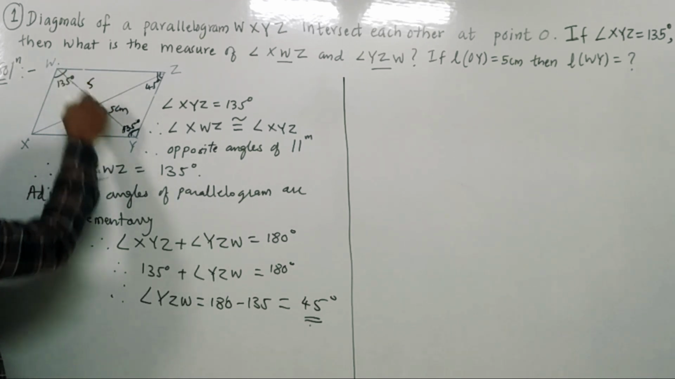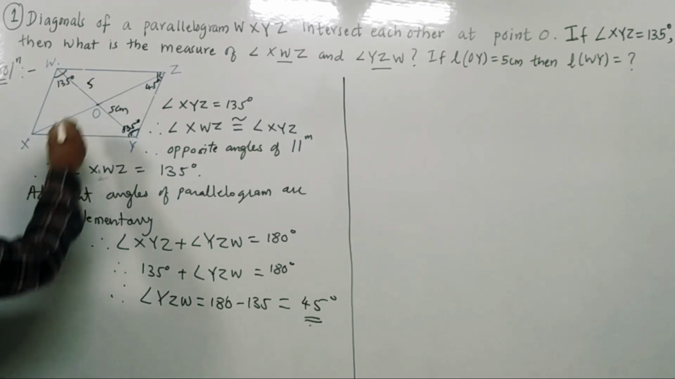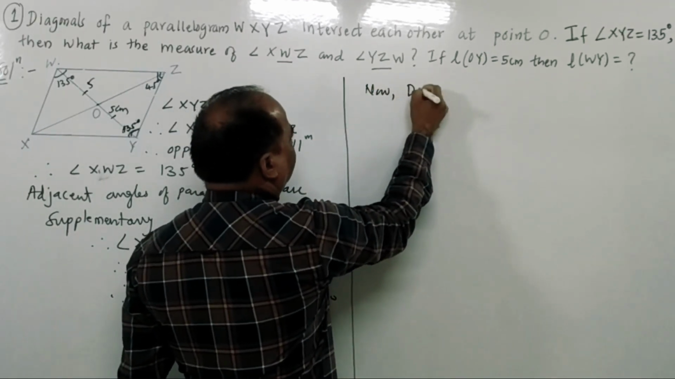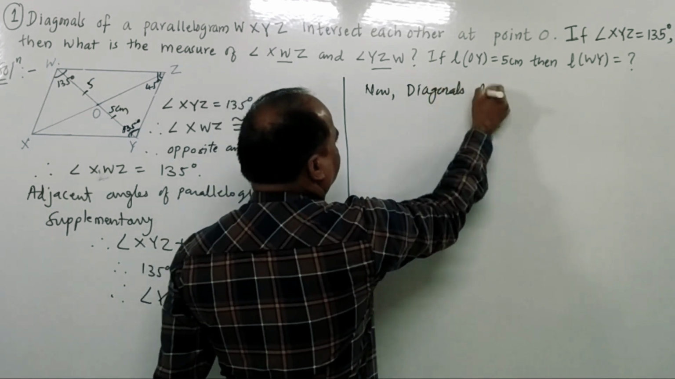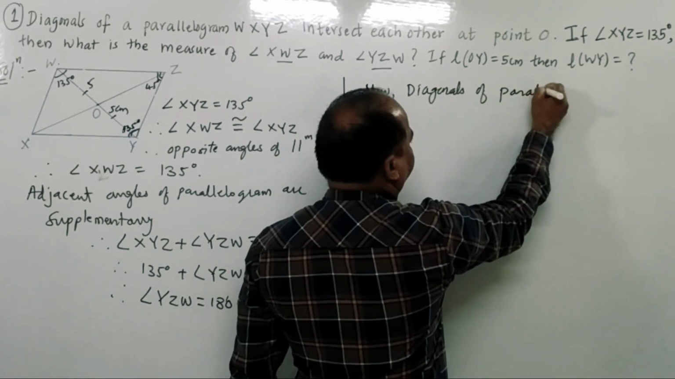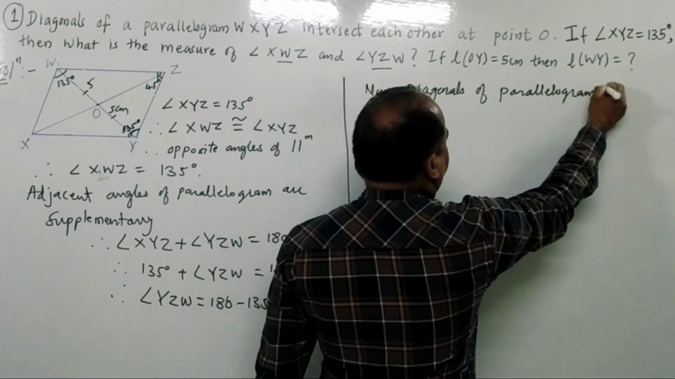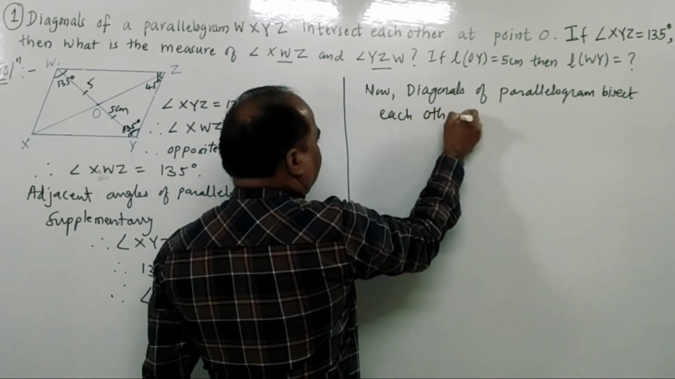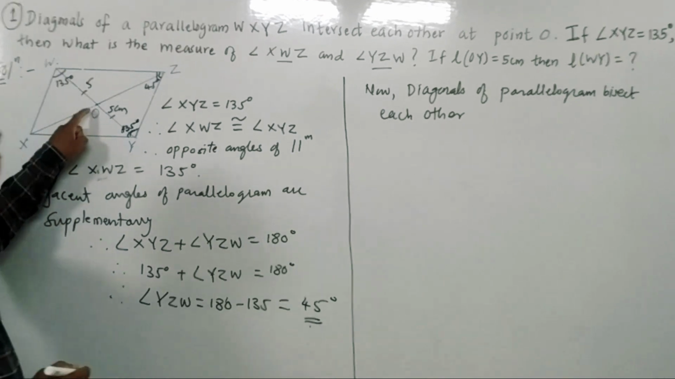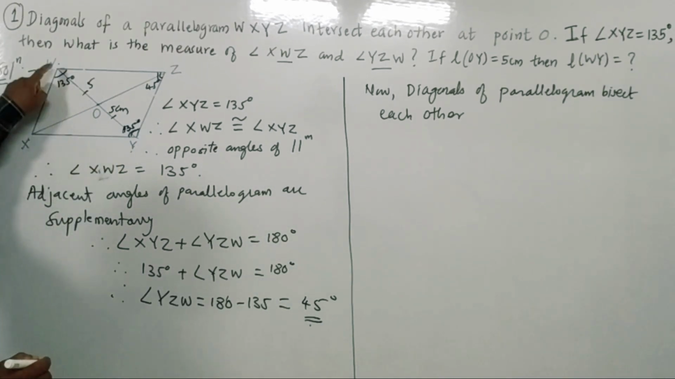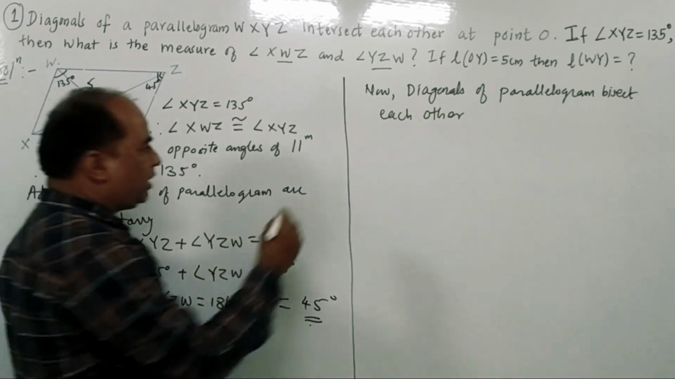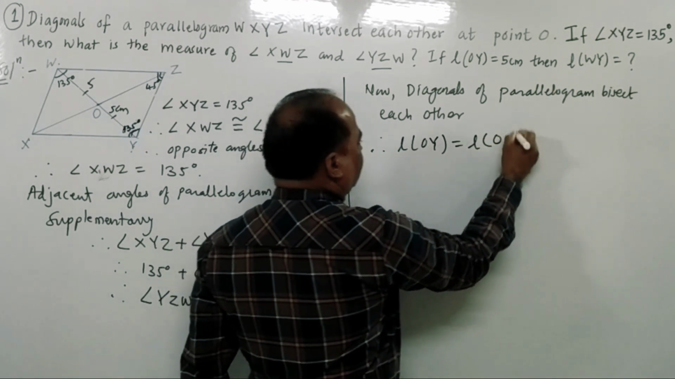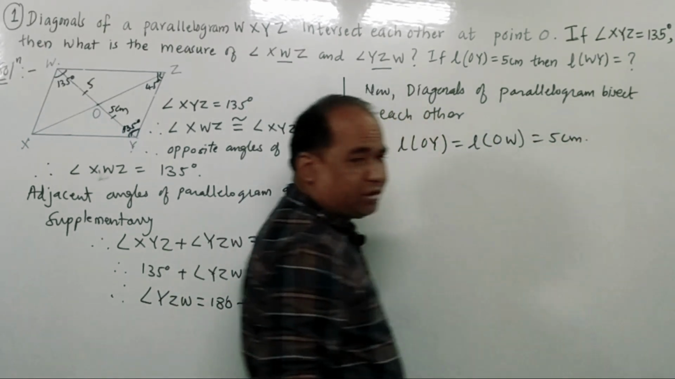Now, OY is equal to 5. So, OW is also equal to 5 because diagonals of a parallelogram bisect each other, by the property that diagonals of a parallelogram bisect each other. Now OY is equal to 5, which is given, and therefore OY is equal to length OW, which is equal to 5 centimeters.